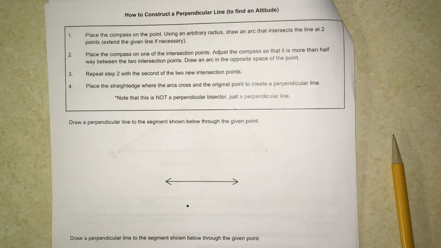Sometimes an altitude could be shifted one way or the other. The key thing about it is that it has to meet the side at 90 degrees. So what I'm going to show you here is how we construct a perpendicular line without worrying if it cuts another line in half.